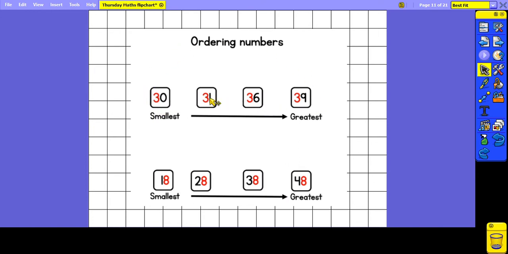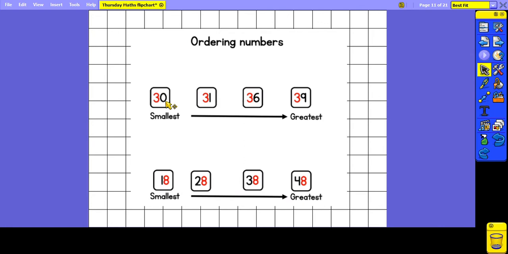Now these numbers here have been ordered from smallest to greatest. And if you look carefully at each number, you can see that each one starts with a 3. Each number has 3 tens. So to help us order the numbers, we need to look at how many ones there are.